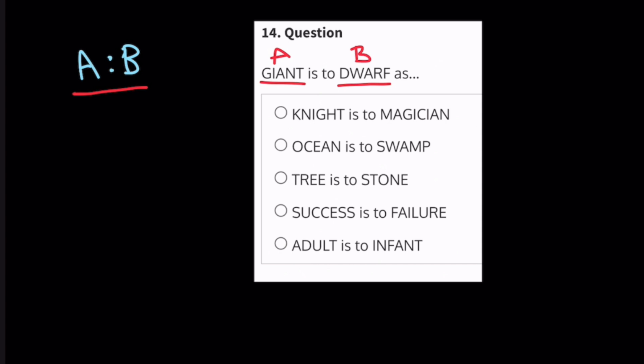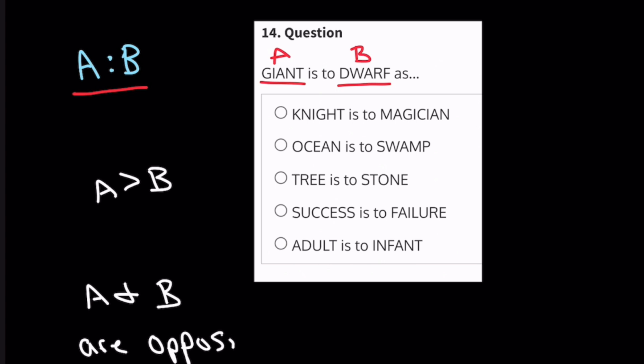So when we think about the relationship between giant and dwarf, they're both types of mythical creatures. One is much bigger than the other, so we can write that A is bigger than B. And they are also opposites, right? They're opposites in size, but they are the same type of thing, that thing being mythical creatures. So we're also going to write A and B are opposites.